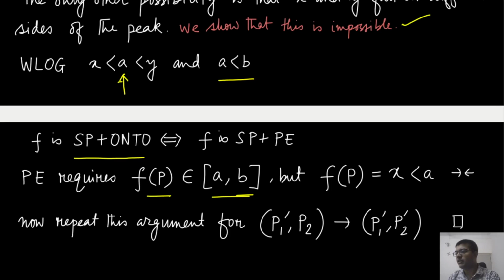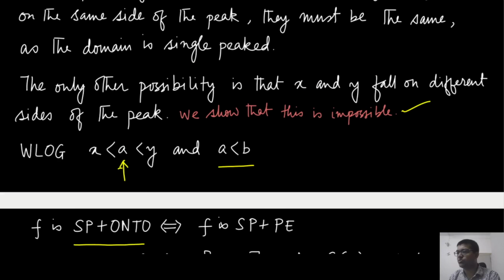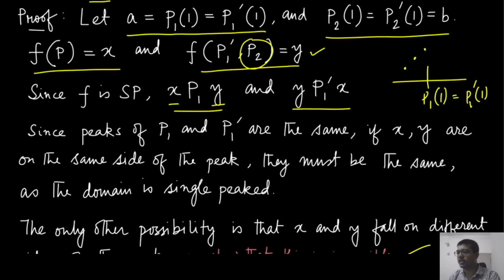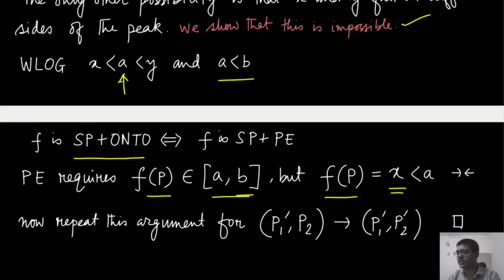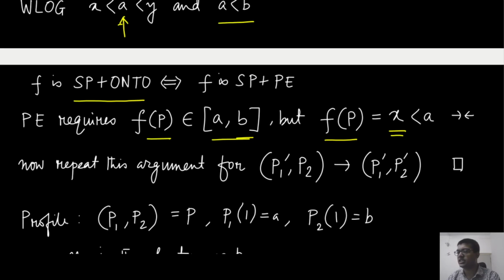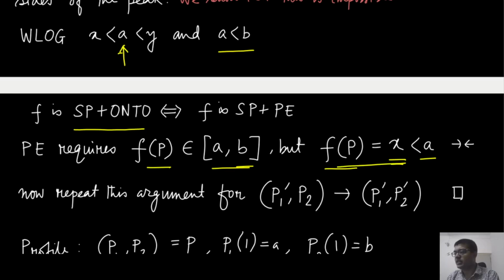But now what we see is that the social choice outcome is x, because that is what we have assumed, which is lying outside it, because x is smaller than 1. You can repeat this argument. So this is a contradiction. It falls outside this interval, and that is a contradiction, because then it does not become Pareto efficient anymore.